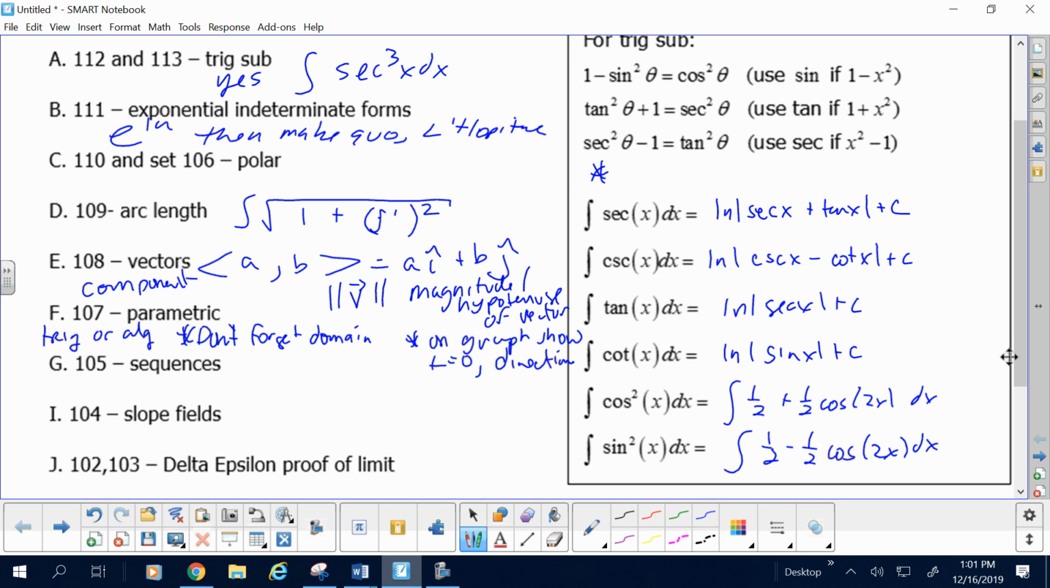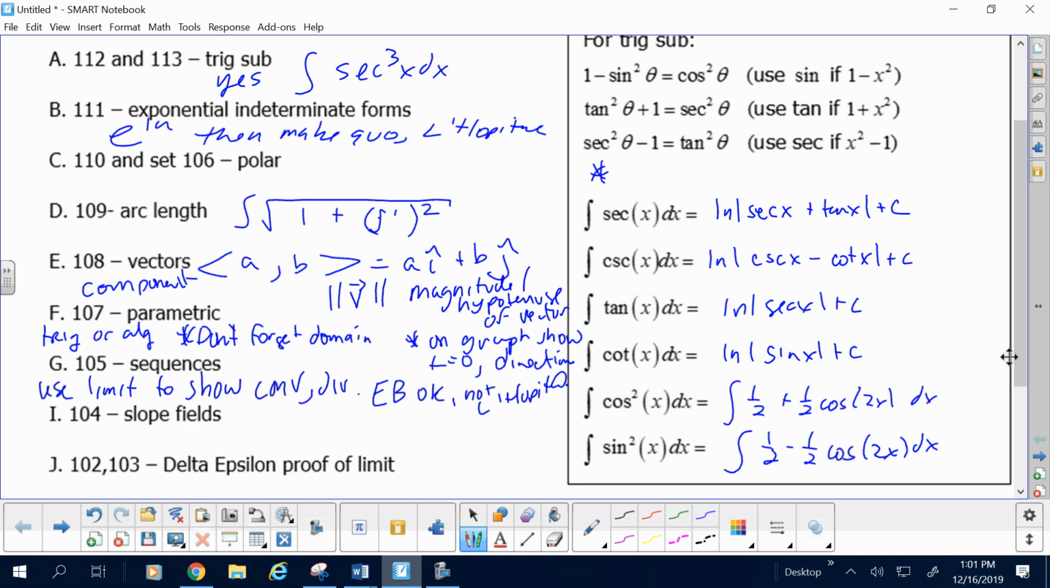Sequences, you use the limit. Use limits to show converge or diverge. You may use end behavior. You do not have to use L'Hopital in that. End behavior, okay. Not L'Hopital unless you want to, but I don't require it.